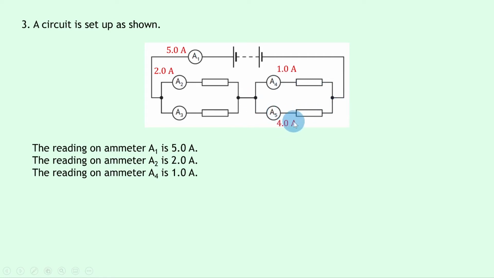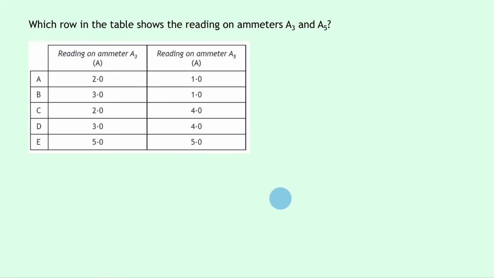So we have 4.0 amps is the reading on A5, and if this is 5 amps here, splitting again into 2 amps this time and 3 amps for A3, then if we look at the table we have 3 amps and 4 amps, so we must have an answer of D.